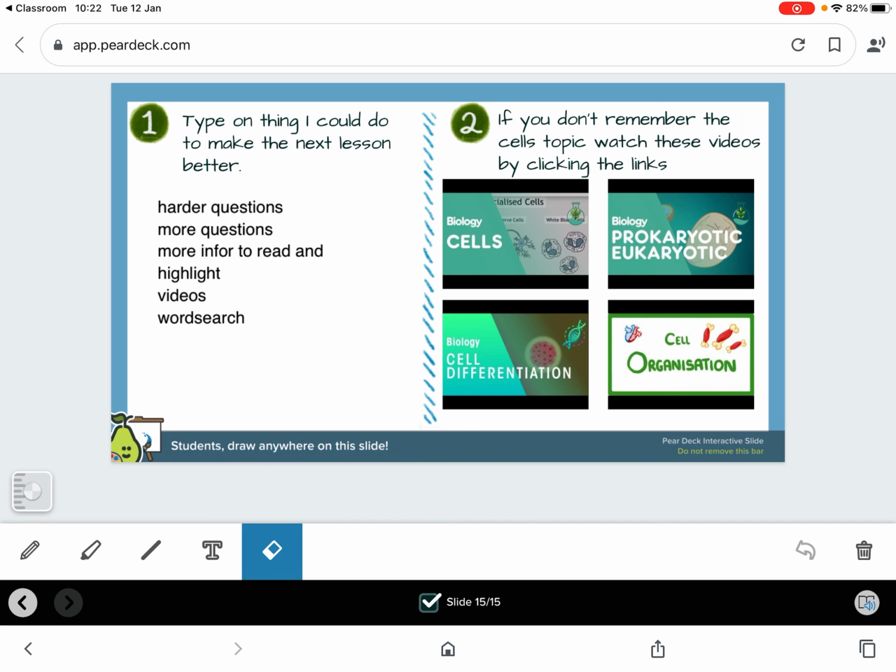And then at the end, I asked you if you could give me something I could do next lesson. So a couple of people wrote things that they could do, like pay more attention to their work, but it was really things that I could add in to make the lessons better. So here are the suggestions that you made. Harder questions, more information to read and highlight, include some videos, and put something fun in like a word search.